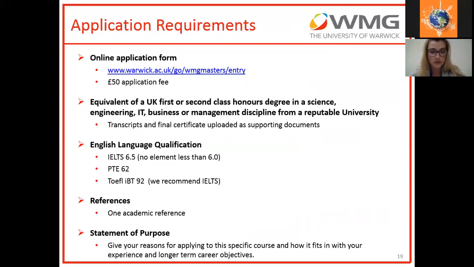There's normally a £50 application fee, and the entry requirements are the equivalent of a UK first or second class honours degree in a science, engineering, IT, business or management discipline from a reputable university. You would need to provide transcripts and your final certificate, uploaded as supporting documents. In terms of grade requirement from a Russian university, that would be around 4.5, but again, it depends on the rank of the university. If you have any questions, please drop me a line. I'll leave my details later for you.